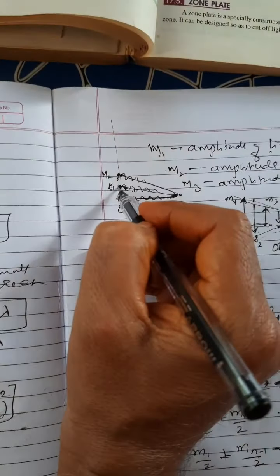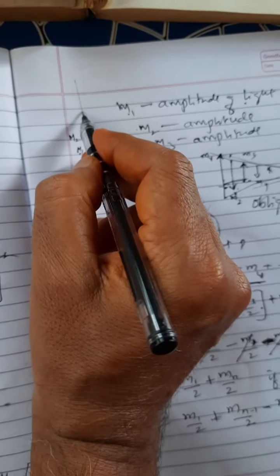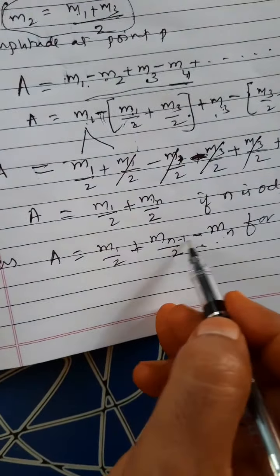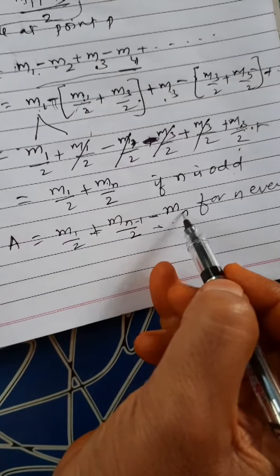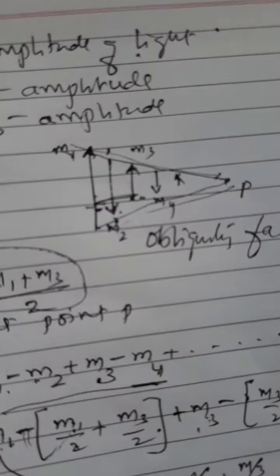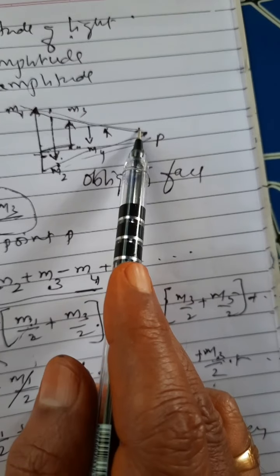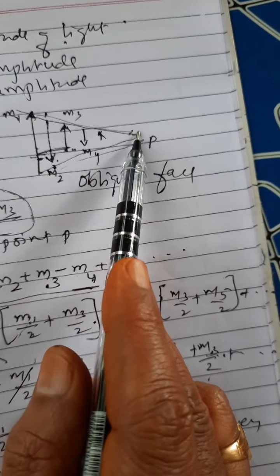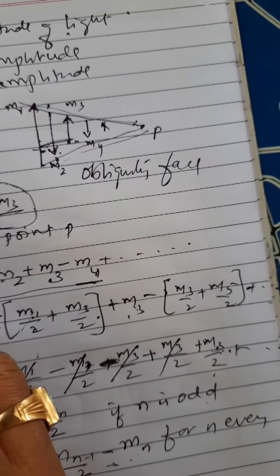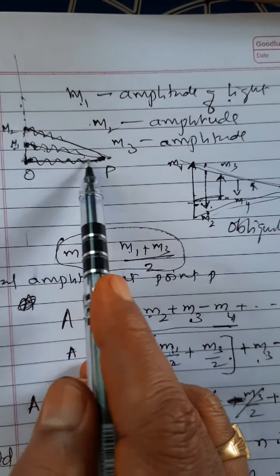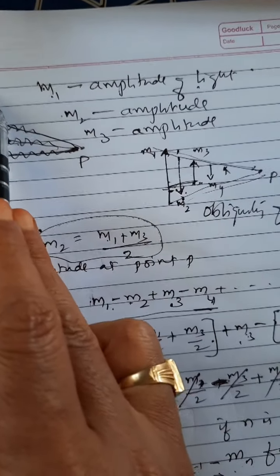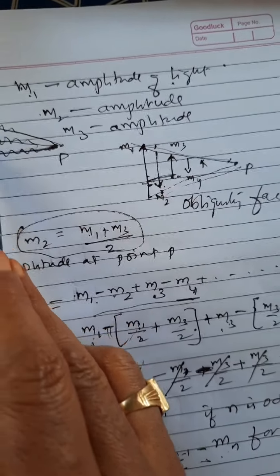If you are stopping at even-numbered period elements, 1, 2, 3, 4, even, then this is the amplitude. Here, if you are taking up to 4, then you have to write M4 like this. But what if you see this, the M values are reducing. So which has got maximum effect here? That is the light wave going from O. O has got maximum effect. The effect of all these light waves going from these other period elements decreases because of the obliquity factor.